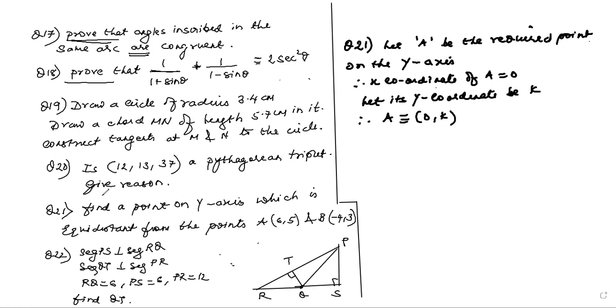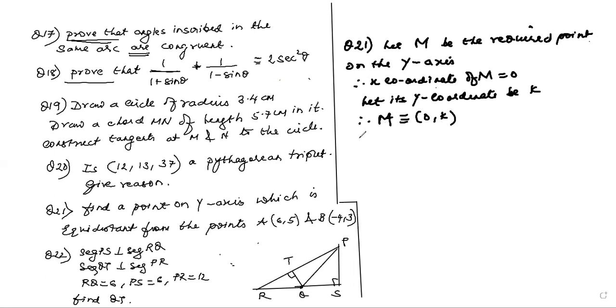So what is given? The point is equidistant from points A and B. A is already named, so let us not take this point as A. Let this point be M, children. Let M be the required point on the y-axis. So the x coordinate of M equals 0. Let its y coordinate be k. So the coordinate of M is (0, k).